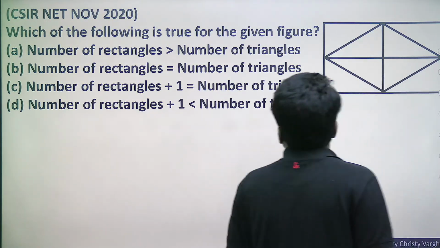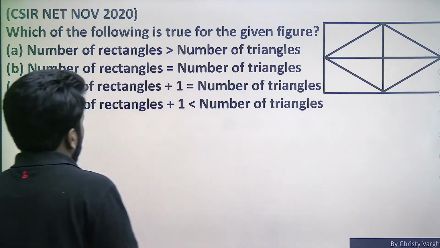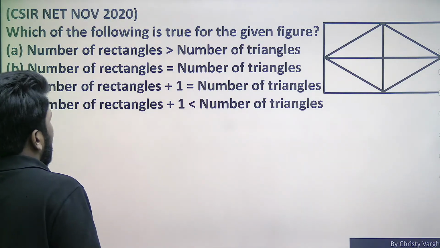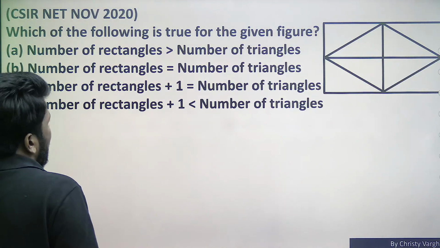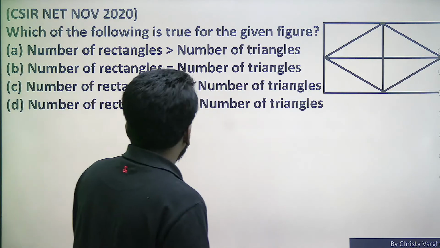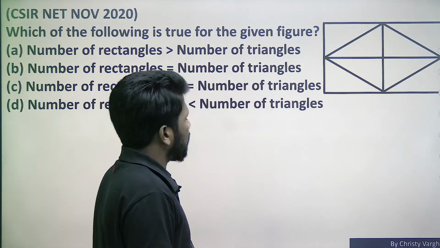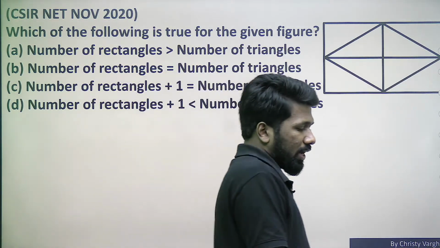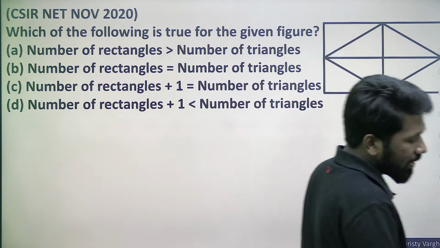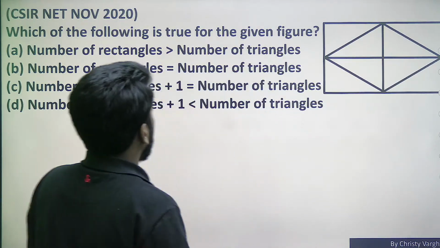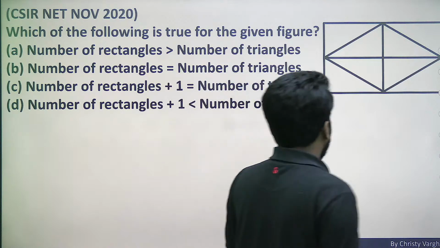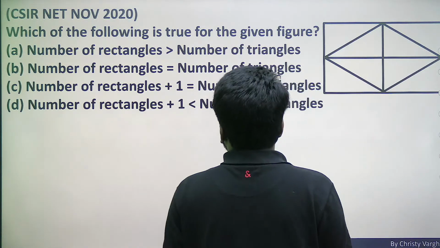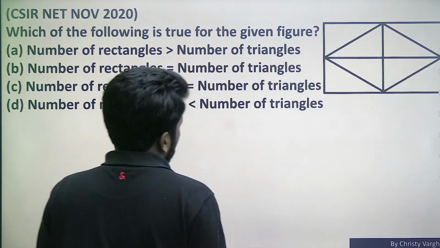Which of the following is true for the given figure? Number of rectangles greater than number of triangles; number of rectangles plus 1 equal to number of triangles; number of rectangles plus 1 less than number of triangles. So the question is actually asking us to compare the rectangle number and the triangle number. So first of all you need to find how many rectangles and how many triangles there are, and after that comparing will be easy. So number of rectangles first we will count.